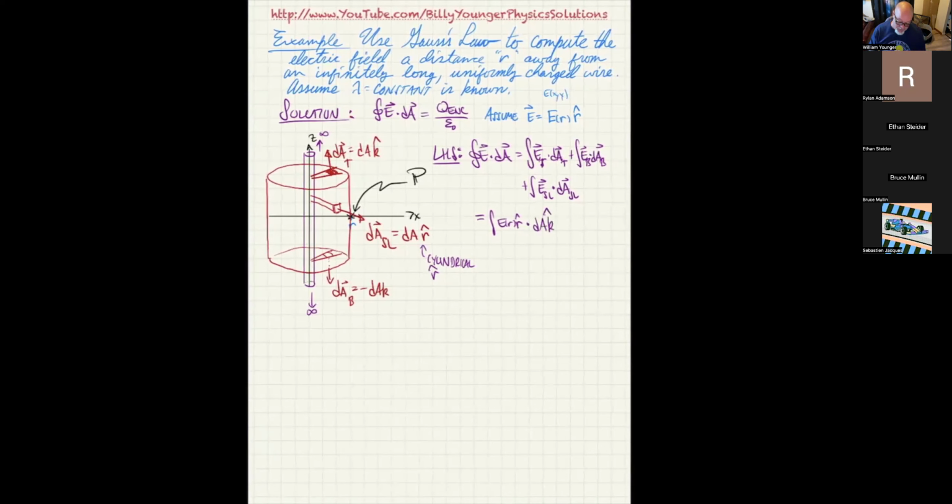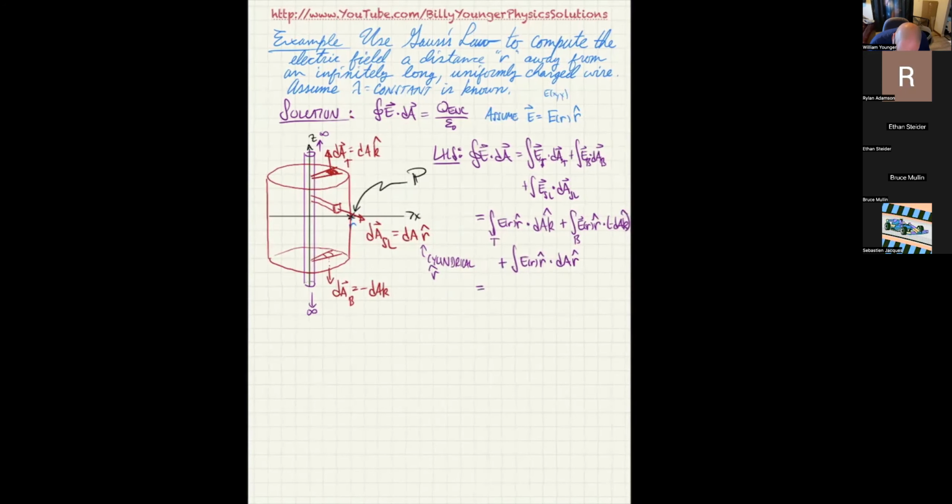Now, r hat doesn't have a z component. That's why I kept telling you that it's a cylindrical r hat. It doesn't have a k component at all, so the dot product is going to give you 0 on that one. I'll show that in a second. Plus over here, I have E of r r hat, dotted with negative dA k hat, because that's for the bottom, and that was for the top. And then I'm going to have plus the integral of E of r r hat, dotted with dA r hat.